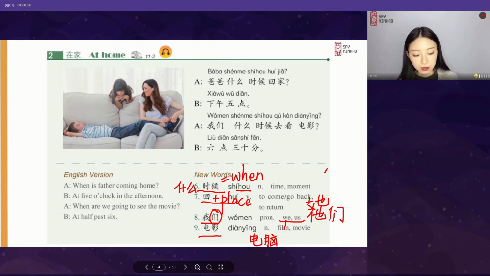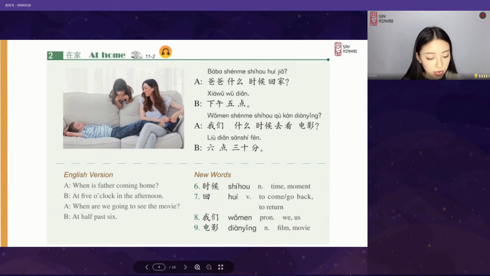Okay. Now try to read from start, okay? Each for twice. 3, 2, 1. 时候, 回, 我们, 电影. The 候 of 时候 and 们 of 我们 are both neutral tone, okay? Please pay attention to these two. Now let's move on to our text. I will read it and please listen carefully.